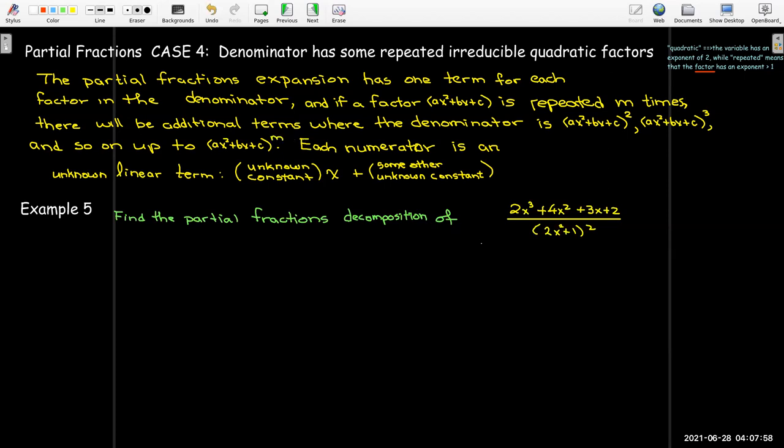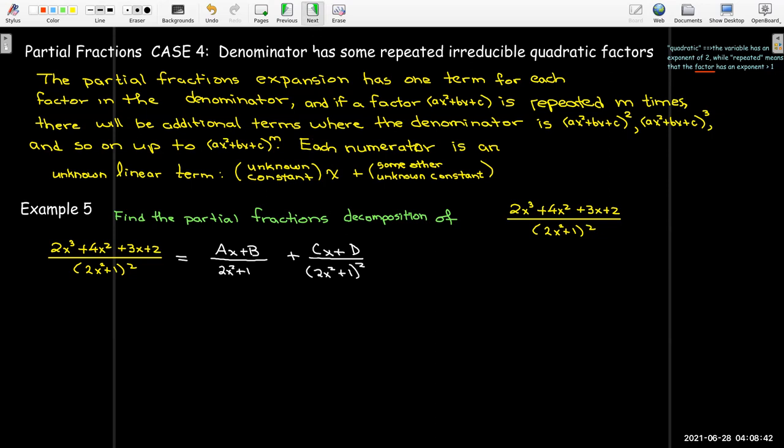So let's find the partial fraction decomposition of 2x cubed plus 4x squared plus 3x plus 2 all over 2x squared plus 1 quantity squared. So that is a repeated irreducible quadratic factor, but it's only one. So it should lead to a fairly simple system of equations. Let's see how it works out. So our partial fractions decomposition is just going to be ax plus b over 2x squared plus 1, and then cx plus d over 2x squared plus 1 squared.